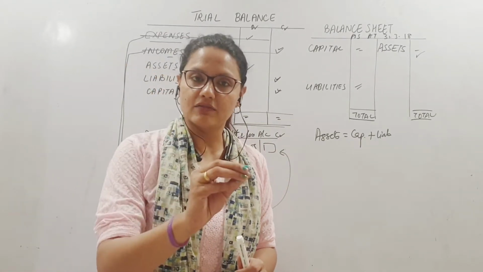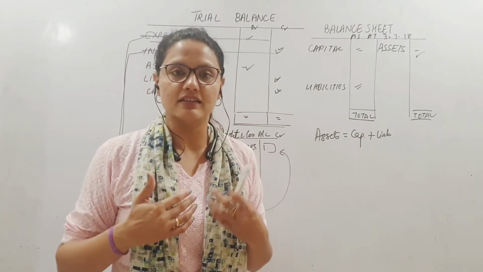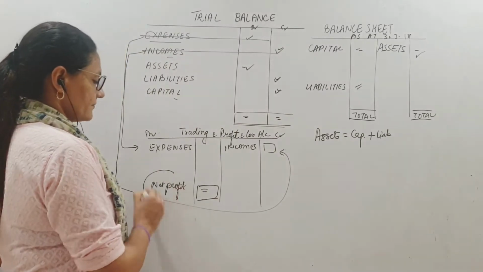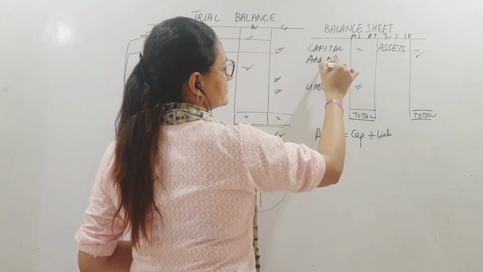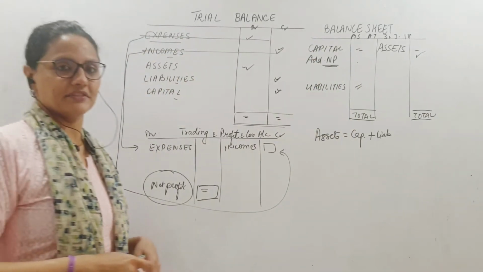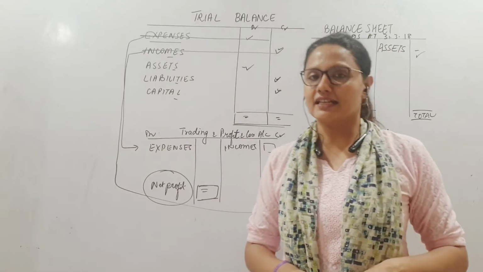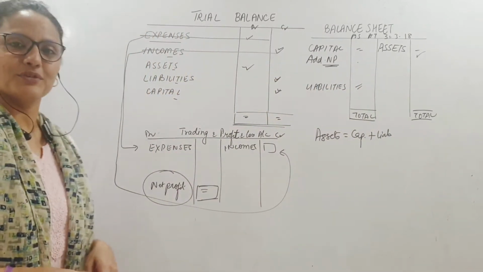Obviously, I invested 1 lakh. Now my capital is 1 lakh 5. Isn't it? That profit is mine. So this net profit is added to the capital. And then that is the final figure for your capital. Okay. So we will take a small sum and then we will understand how these things work out.